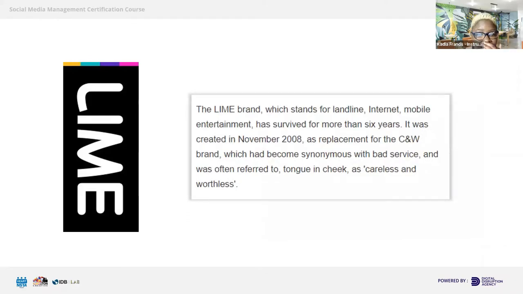Now, it was created in 2008, replaced Lime. And look at, now, this is a newspaper article clip from the Cleveland. Read what it says. Which had become synonymous with bad service, and was often referred to tongue-in-cheek as careless and worthless. Y'all remember that? Cable and worthless, careless and worthless? Even the newspapers know. It was a common sentiment. Nobody liked Cable and Wireless, right?